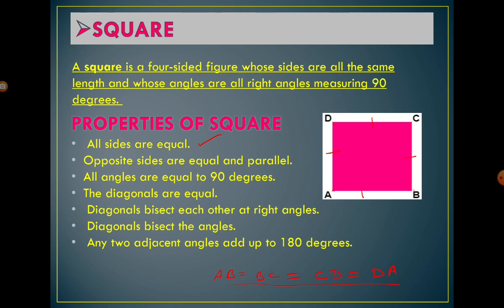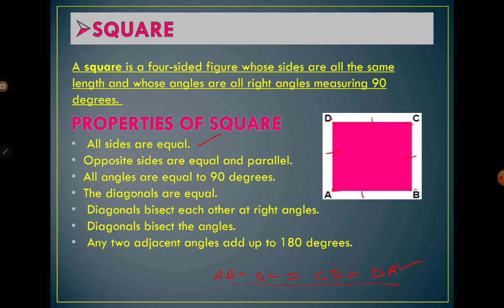But we know that if all the sides are equal, there is one more quadrilateral, that is the rhombus. But there is one more condition that is not in a rhombus, a condition that is different from the rhombus. We'll see it in the next quadrilateral. So in a square, one thing is all the sides should be equal. Number two, opposite sides are equal and parallel. Opposite sides AB and CD should be equal and parallel. Opposite side AD should be equal and parallel to BC.